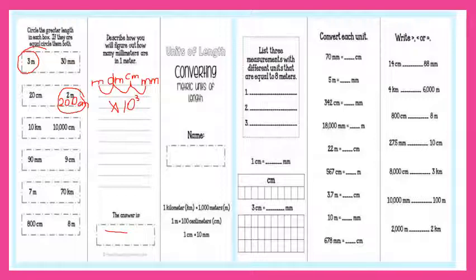Now here you have to write your name, and here you have to list 3 measurements with different units that are equal to 8 meters. You can choose the 3 units. I may choose kilometers. You can choose decameters, and you can choose, for example, centimeters. You can change 8 meters to these 3 units. The last two are also conversion and comparison. The last one is similar to the first question, and you can use it.